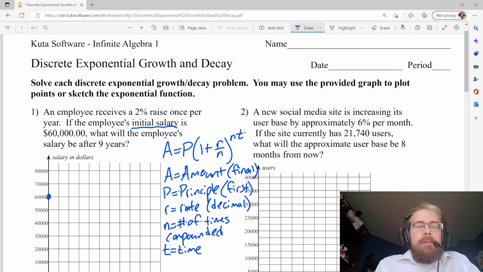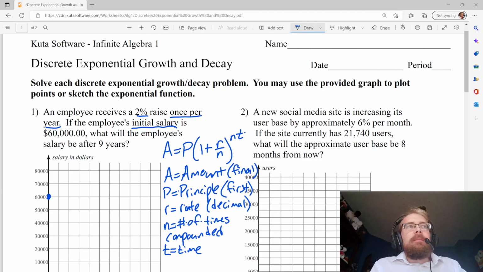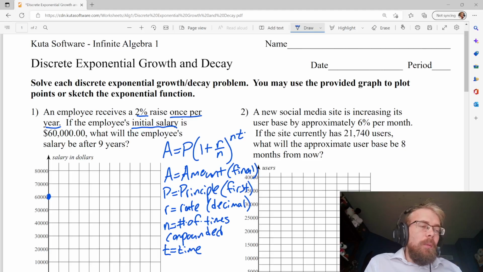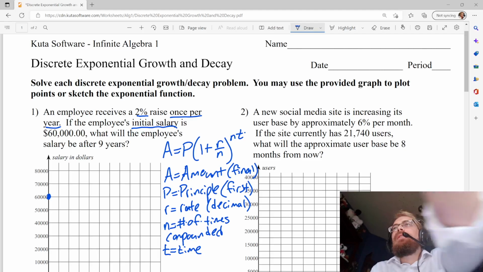What will the employee's salary be after 9 years? Okay, well, it's going to go up 2% once per year. So we would take 60,000 and multiply. So this is the shortcut way. If you wanted to do a shortcut way, wait, why am I using my phone? I have a graphing calculator right here.